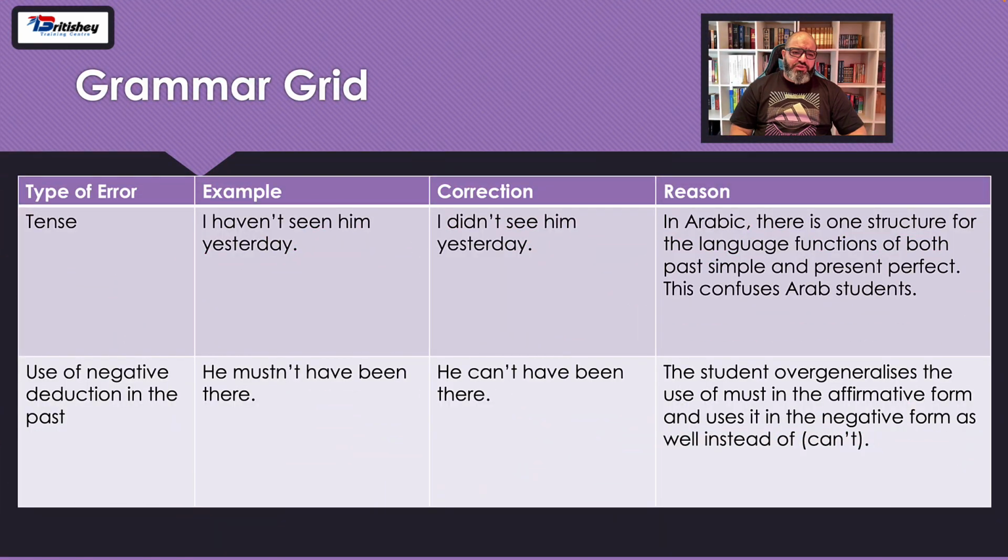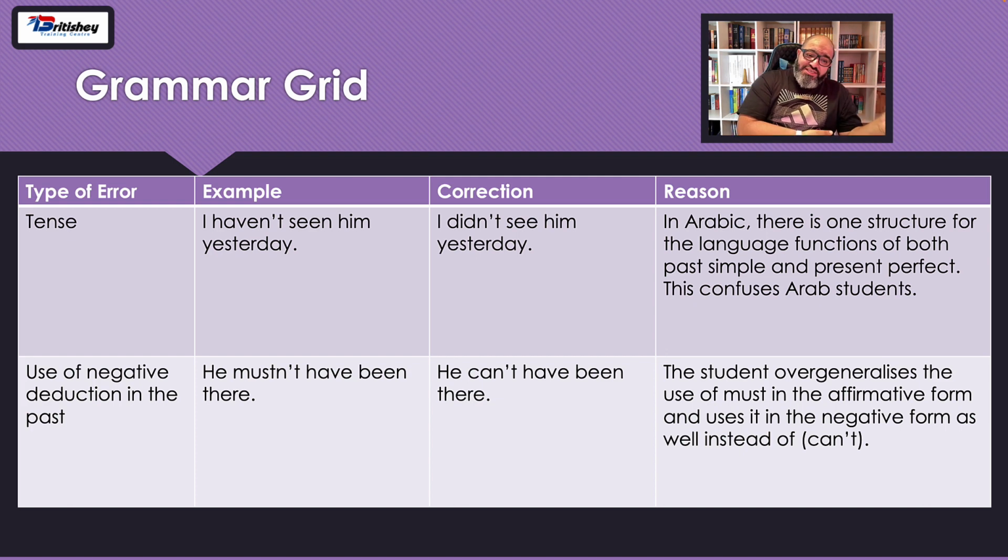Let's have a look at the grammar grid. Look at what I said here. I've got type of error, and I said tense. So the mistake was in tense. Example, I haven't seen him yesterday. Correction, I didn't see him yesterday. And reason, so this is how it should look like. In Arabic, there is one structure for the language functions of both past simple and present perfect. This confuses Arab students.